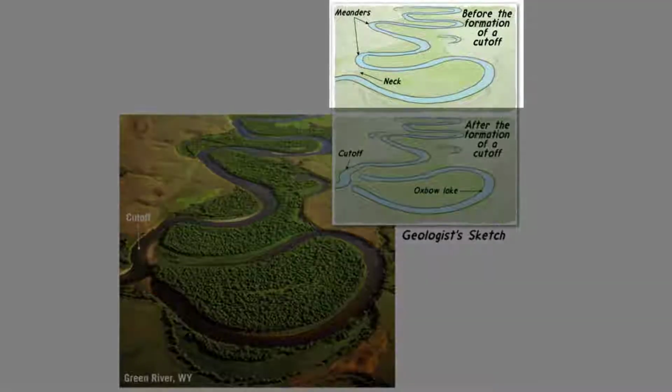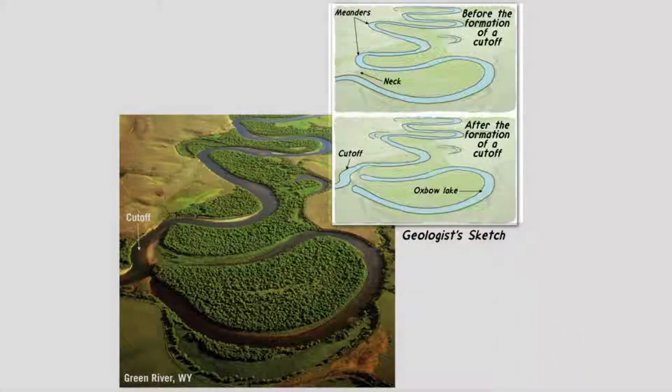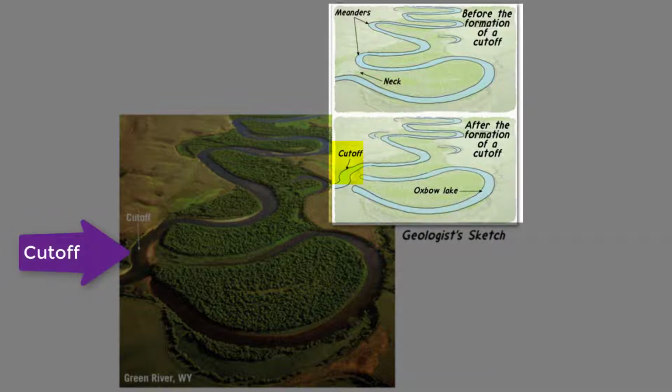In the top image of the geologist sketch, you see a river with pretty significant meandering. If you take a look at the curve shown here and the curve shown here, keep in mind that the maximum stream velocity occurs towards the outside of each one of these curves, and that's where the maximum erosion will be taking place. Over time, as erosion continues on those outer banks, you might reach a point in which a cutoff can form. And a cutoff is basically a shortcut that the river takes once the space in between the two meanders shown has been eroded away.